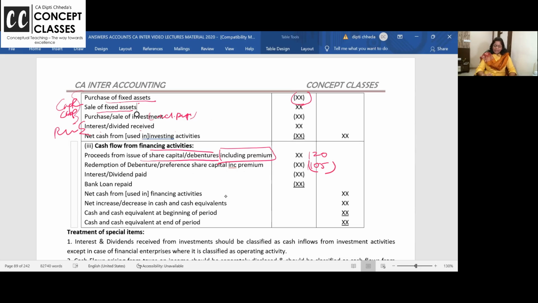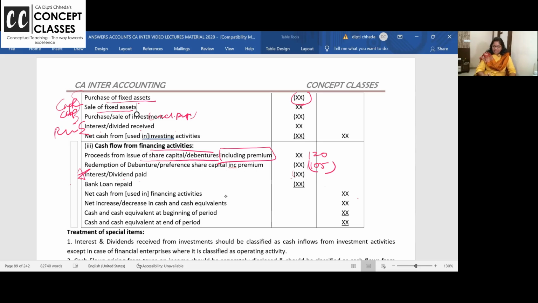ठीक है? Interest and dividend paid, outflow. Now listen, if interest is already debit in P&L account, there also debit, here also outflow, वो तो गलत है ना? So add back in the operating activities. Bank loan repaid and all. You get cash from financing activities.